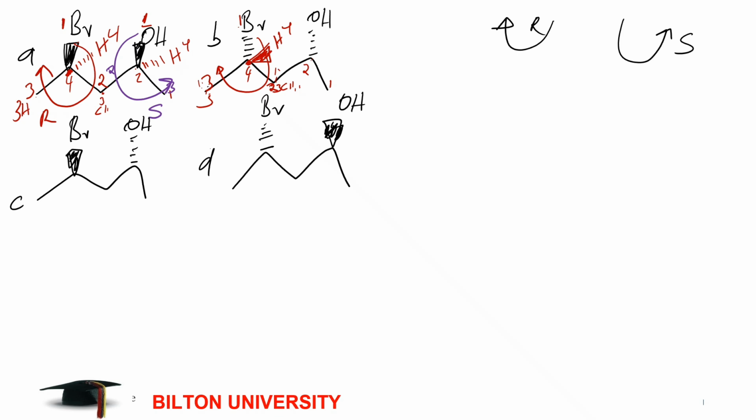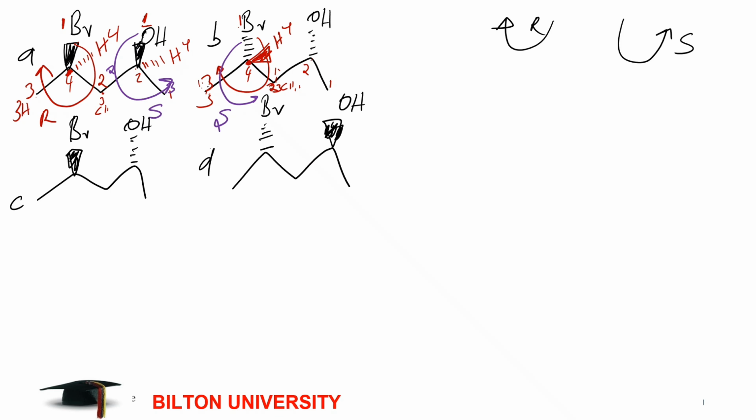However, hydrogen, which is priority number 4, is in the front, so it is blocking us from viewing the molecule directly, and therefore we need to change our direction so that we can view the molecule in the right way. So we are going to move this way, and this one, instead of R, is going to be S configuration, because priority number 4 should be at the back, but it is in front, so it is blocking us from going in the right direction. Therefore we have to turn.